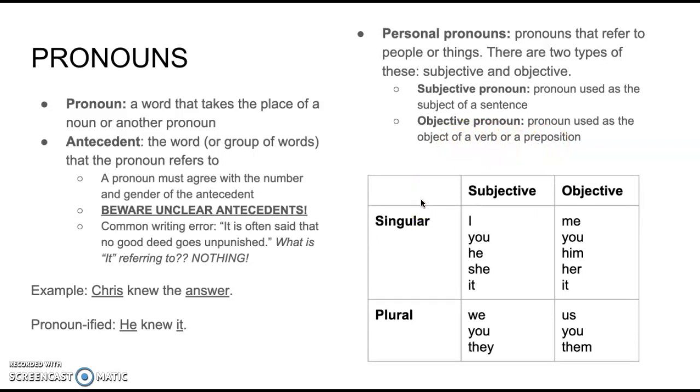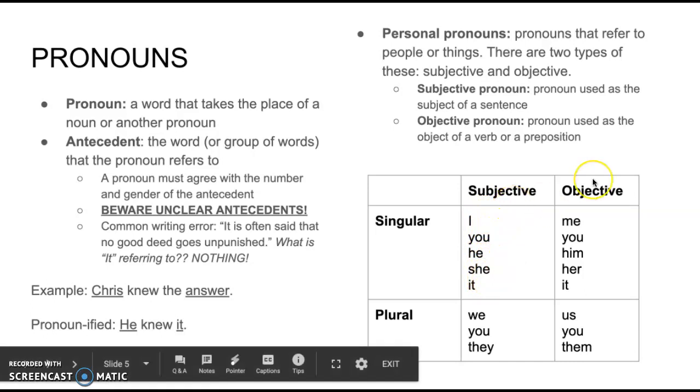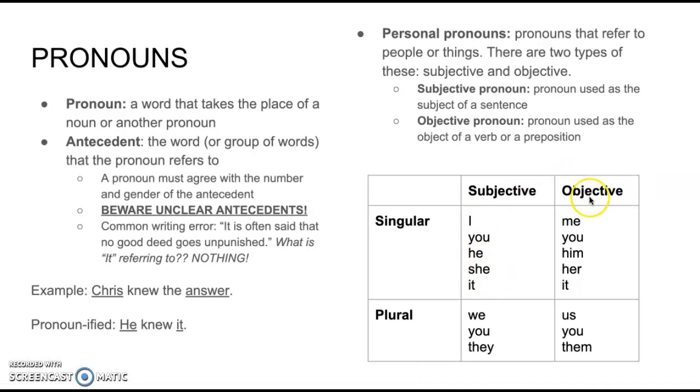Here's a chart. Anytime you see a chart in a video, you should copy it down into your notes. All the subjective singulars are you, I, he, she, it, and so on. And objective can only be used as the object of the sentence. Subject can only be used as the subject of the sentence. If you mix the two up, you sound like you don't know good English.